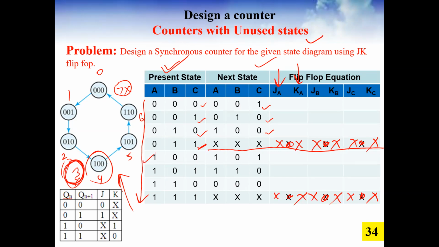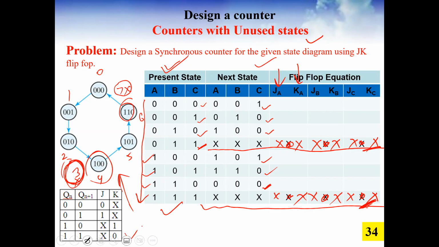Now you have 4, next is 5. You have 5, next is 6. You have 6, next is 0, not 7, because 7 is not in the state diagram. Just write all don't cares for 7. That's all. Other than this, everything is going to be the same. These are going to be the don't cares. This is don't care, right?